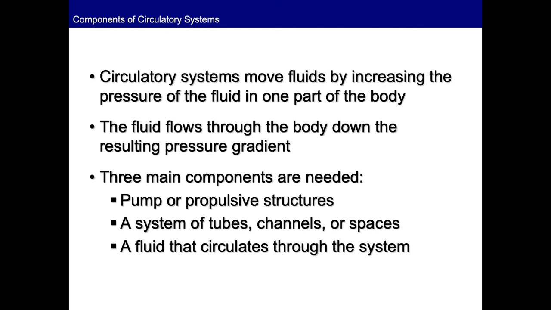Circulatory systems move fluids by increasing the pressure of the fluid in one part of the body, and the fluid flows through the body down its resulting pressure gradient. So you have to have these three components: a pump, a system of tubes, and fluid. You don't really need hemoglobin, which is interesting. Other animals have something called hemocyanin. Depending on the species of the animal, that isn't one of the three main components. These are the three main components of pump, tubes, and fluid.